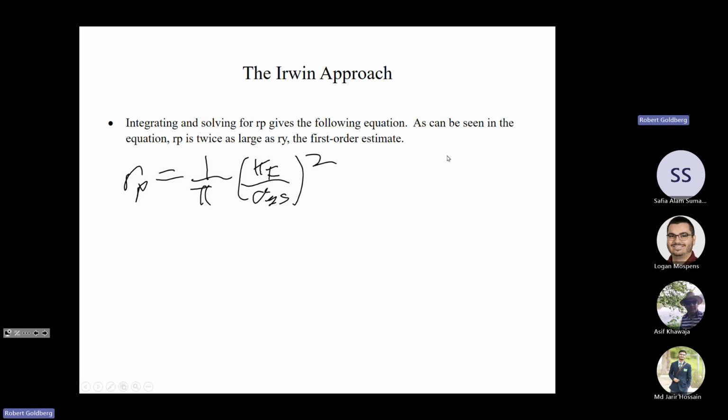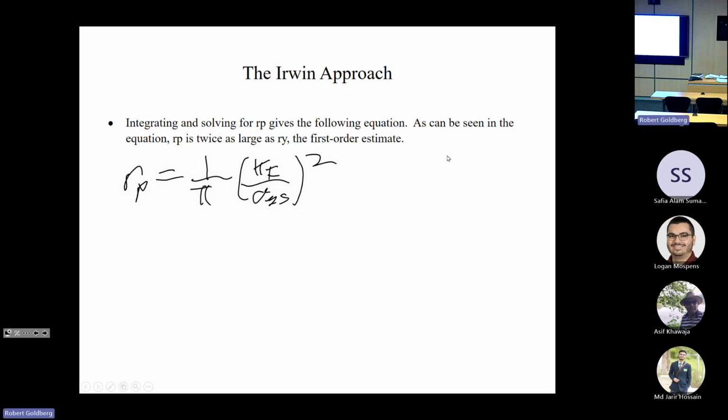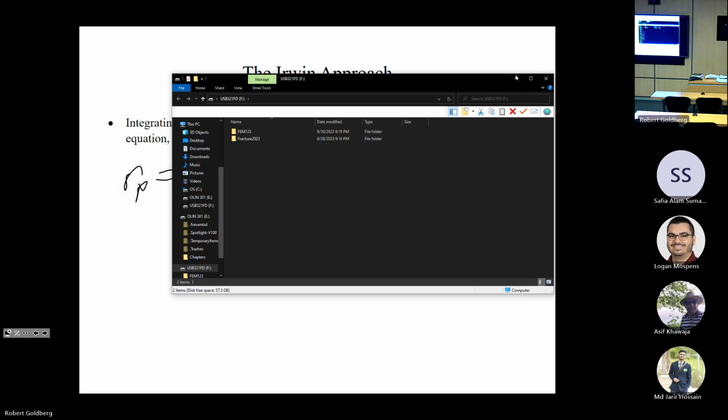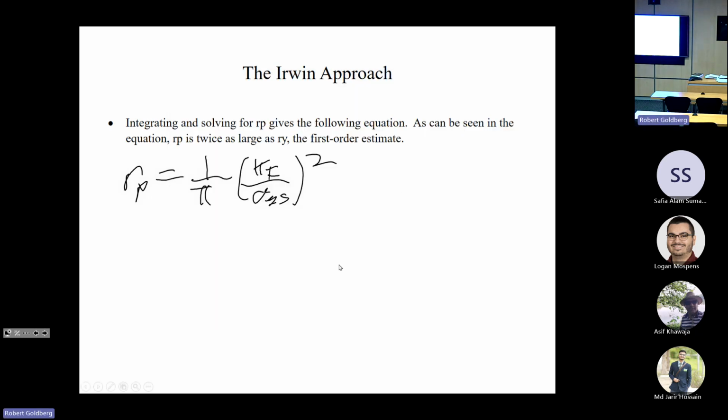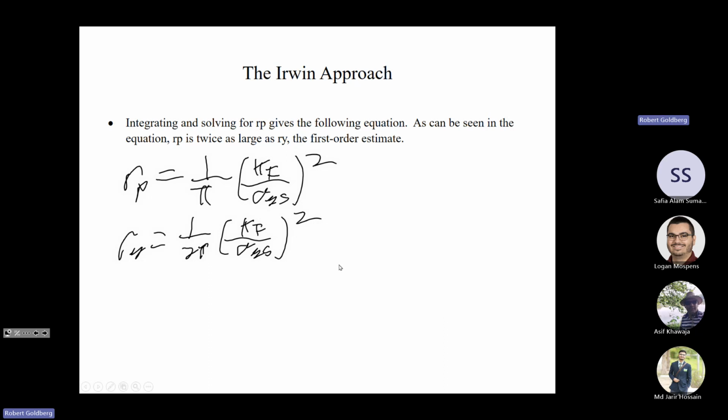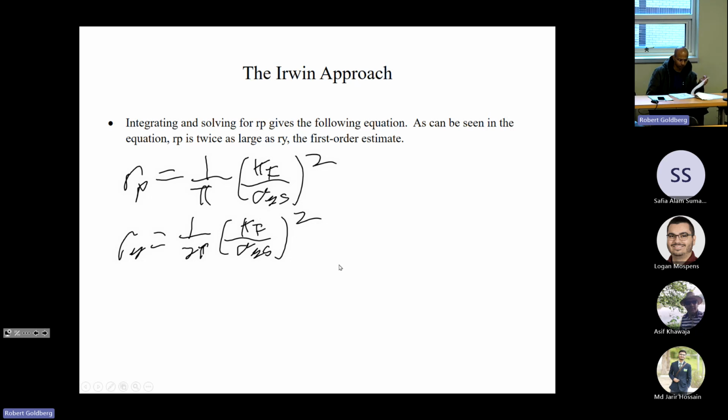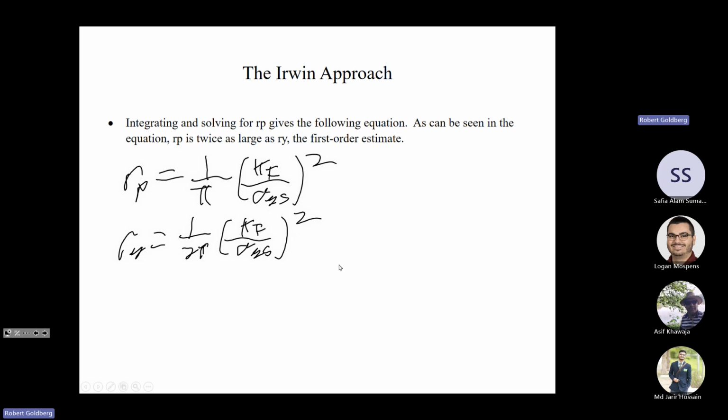So if we compare this to Ry, we said that Ry is equal to 1 over 2 pi times K1 divided by the yield stress, squared. So it's pretty obvious that Rp is twice as large as Ry, our first-order estimate.